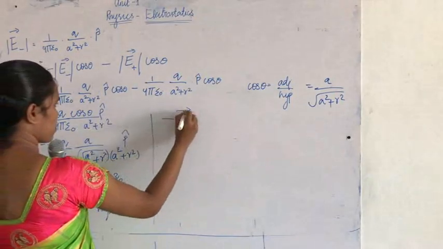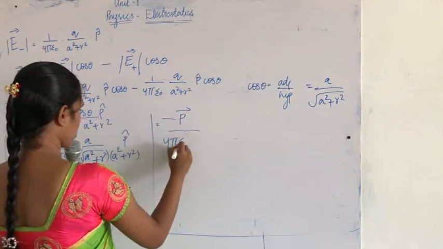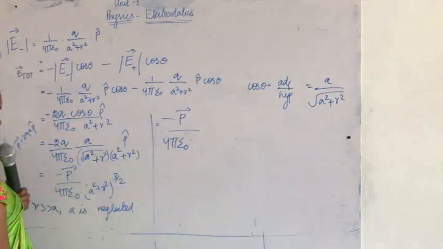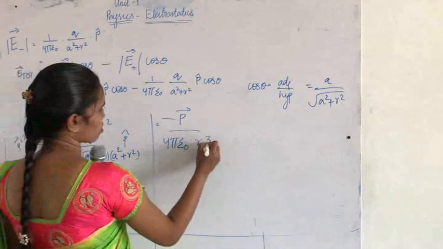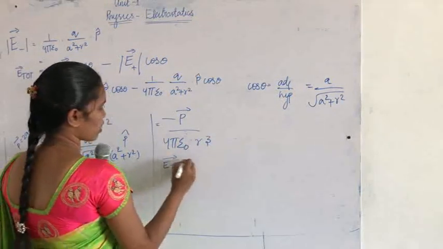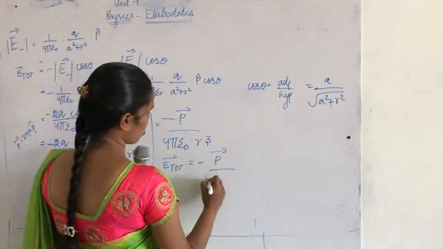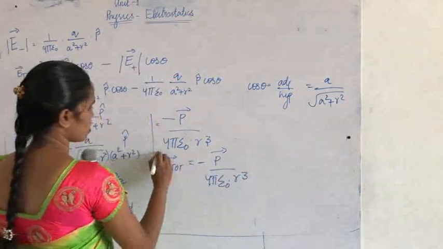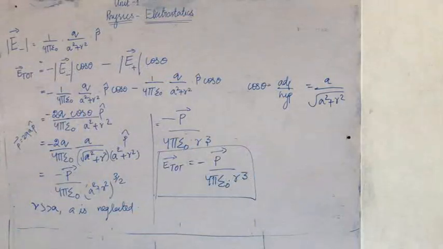Minus p vector by 4 pi epsilon 0. You are cancelling this term. What happens? 2 gets cancelled, then it becomes r cube. So, E total on the equatorial plane is minus p vector by 4 pi epsilon 0 into r cube. This is the answer for electric field.